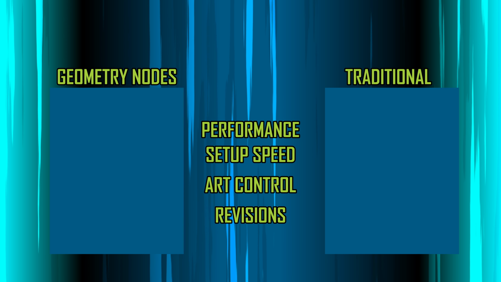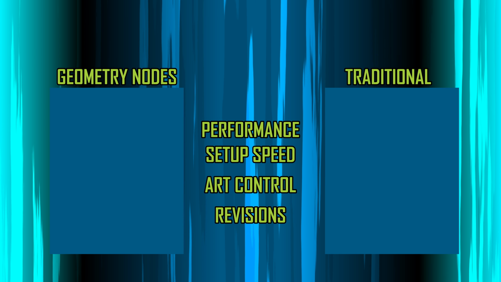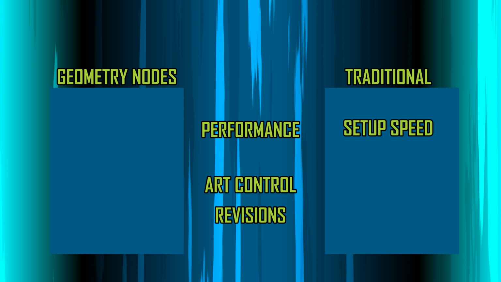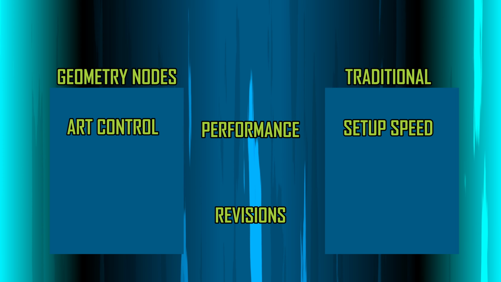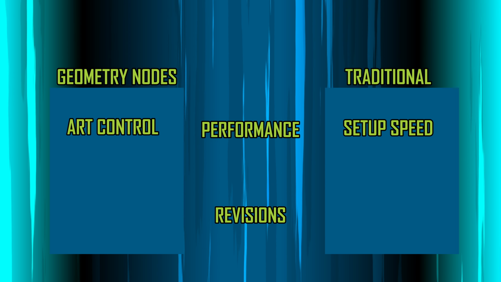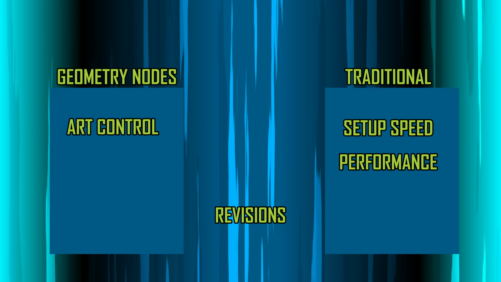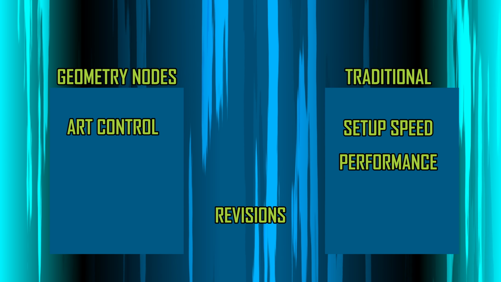Final answer, the setup speed is gonna go to the old cloth modifier. Artistic control, gonna give that to geometry nodes. It's about the same on the revisions. Performance is probably gonna go to the old cloth modifier because it's not fine-tuned yet. It's an experimental feature. Keep up. And as far as unique capabilities, there's endless possibilities that you can do with the geometry nodes version of this.